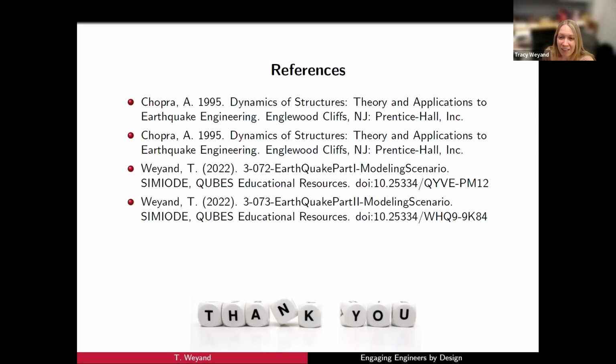I got this last project from an engineering book by Kreyszig. Sorry, it's duplicated on there. I just realized that. But this last modeling scenario that I talked about is in the SIMIODE repository. Earthquake modeling part 1 and part 2. Part 1 without damping, if that's as far as you get in one of your courses, and then part 2 including damping. So that is all I have for tonight.